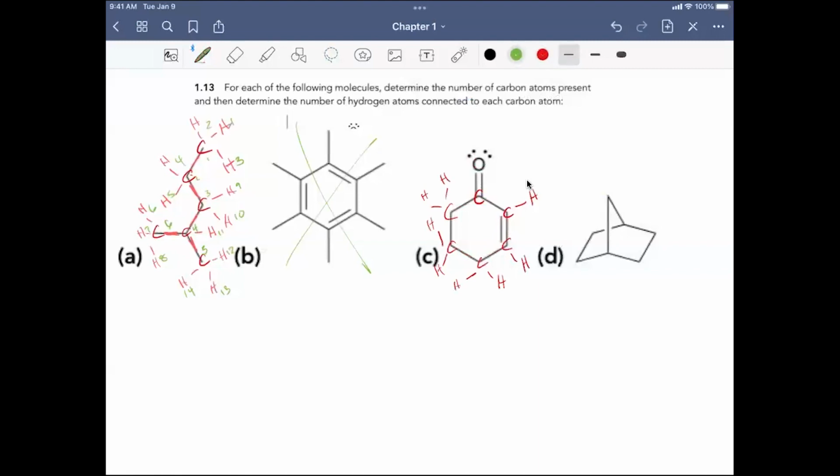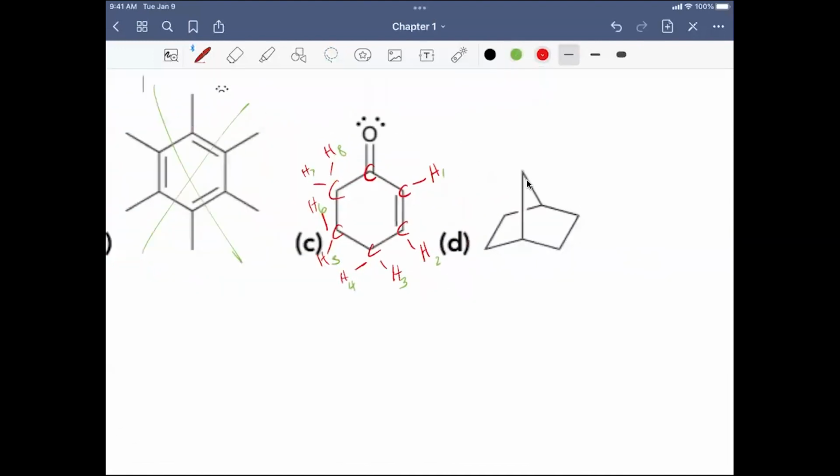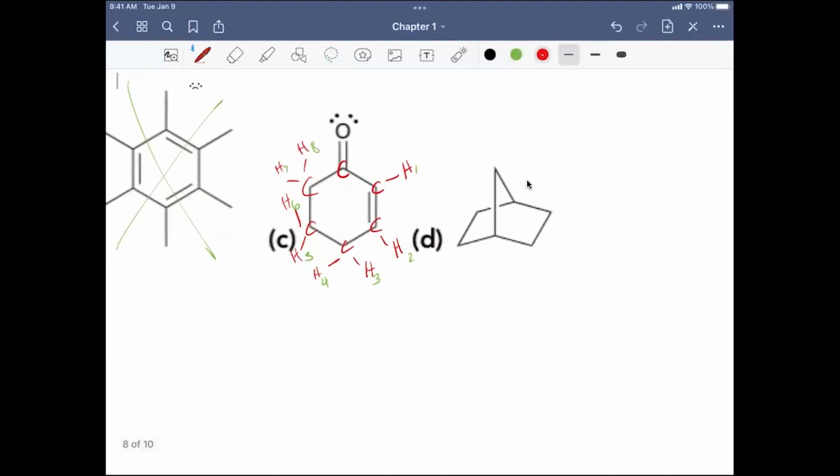So counting up these hydrogens, we have 1, 2, 3, 4, 5, 6, 7, 8 hydrogens. Hopefully that makes sense. This one is a structure or an orientation of a structure that you'll see later on in this course when you talk about conformations and get into that kind of stuff. But it just means the same thing.